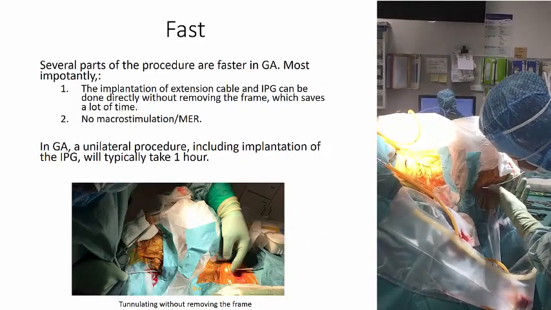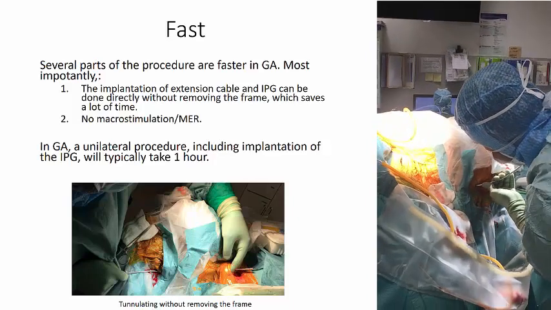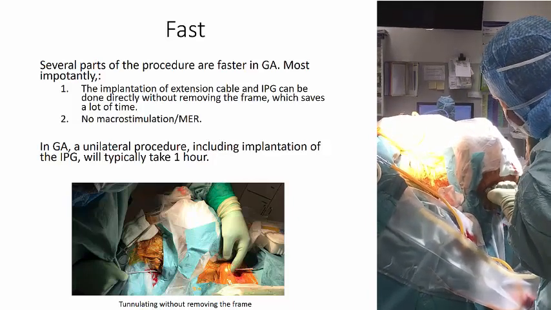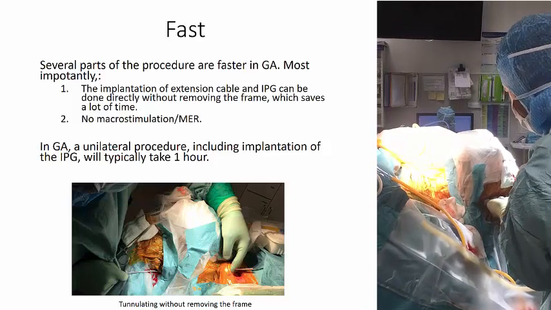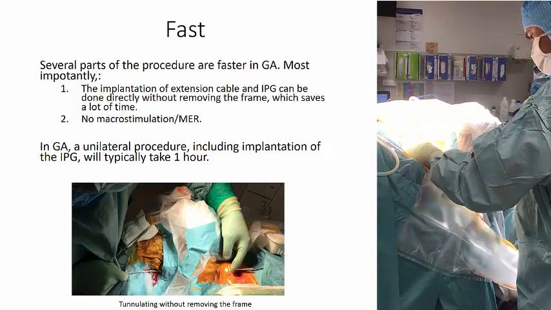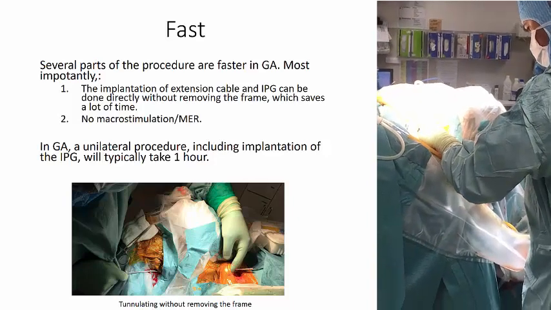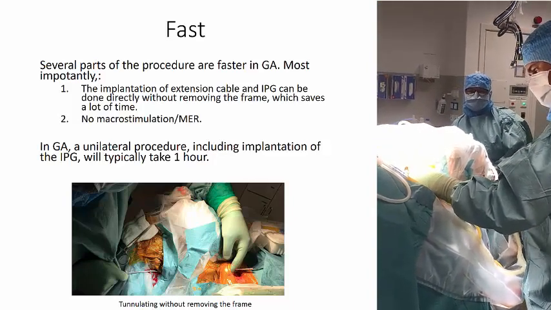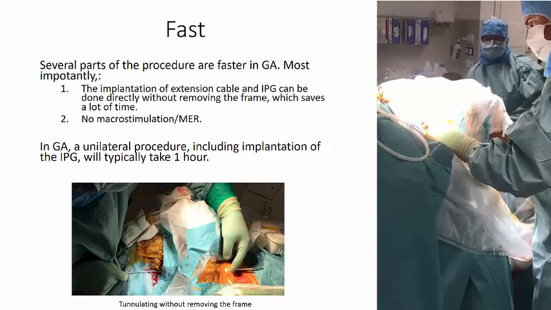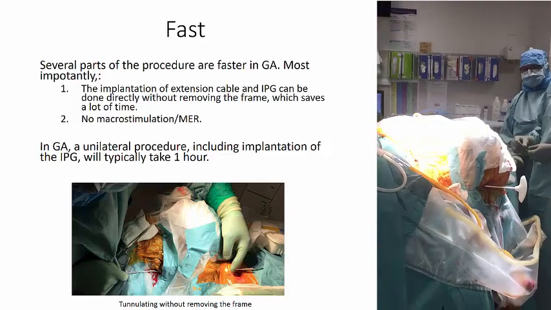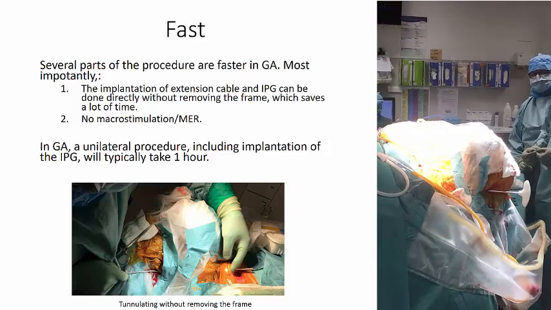It is also much faster. Several parts of the procedure are faster in general anesthesia. Most importantly, the implantation of extension cable and IPG can be done directly without removing the frame, as we see in the video to the right, and this saves a lot of time. Further, we do not have to spend time on macrostimulation or microelectrode recording. In general anesthesia, a unilateral procedure, including implantation of the IPG and connection cable, will typically take me exactly 1 hour.